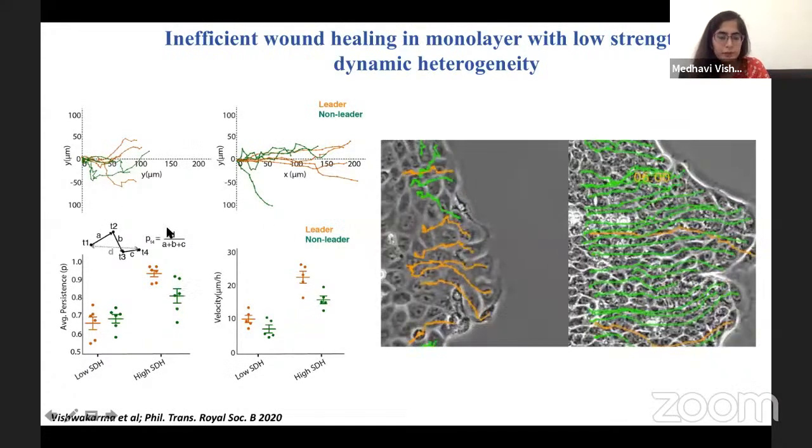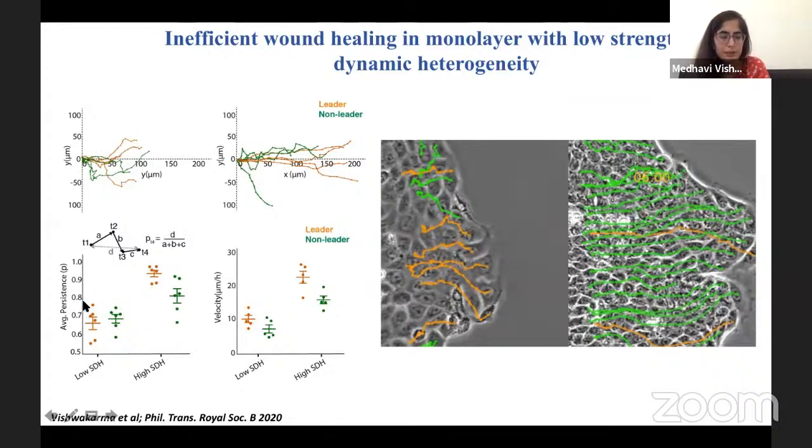You can also appreciate this from the tracking. So we did cell tracking and we saw that the leader cell is migrating very nicely in the forward direction where it has to go, and the non-leaders are kind of following the leaders. But in this case, where the density is very low, the leader-follower dynamics is hampered and the movement is very random, so the efficiency of wound healing is decreased.